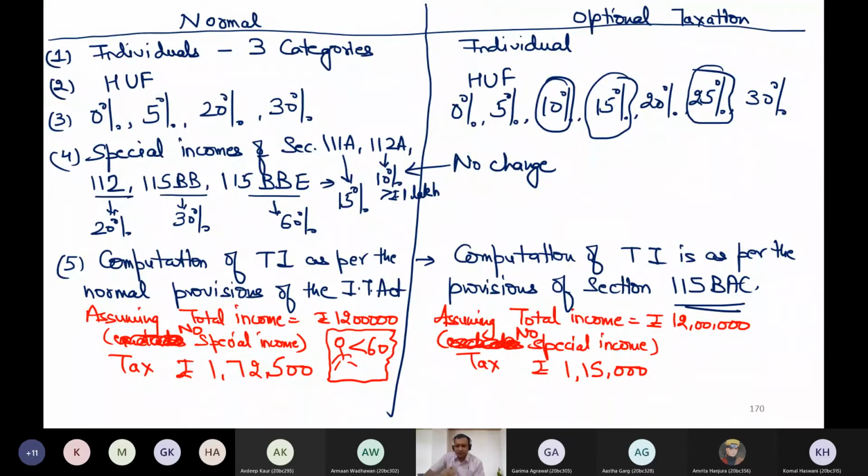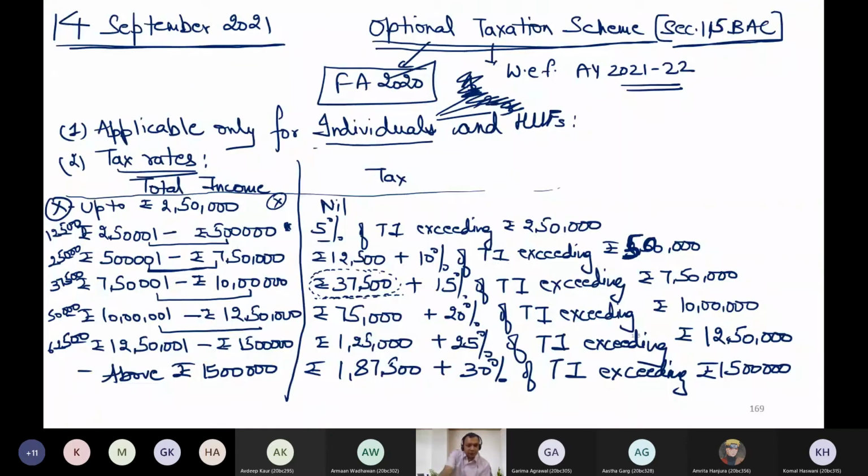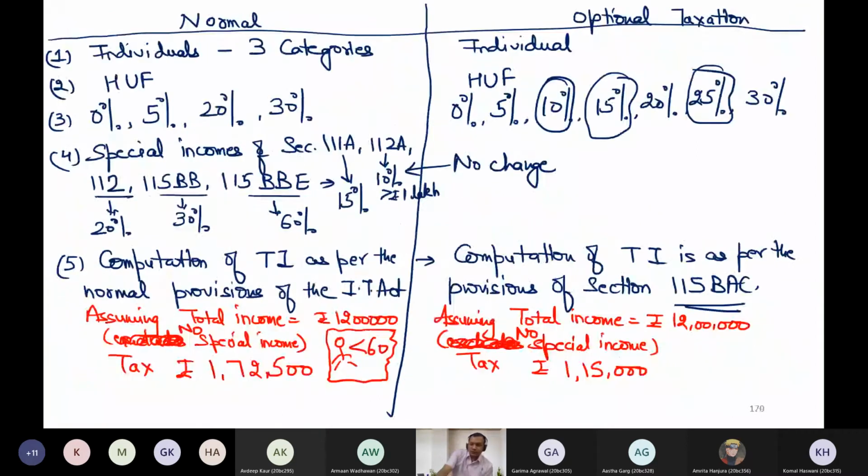No issue, but you must remember that you should ask: on 12 lakh, how much is the tax under optional taxation? It will be 75,000 plus 20%, 40. Yes, 115. It's correct. Now, by having a look at this comparison, can you tell me which option is better? So optional. Always it will be better, because this option is giving you a 10% option also.